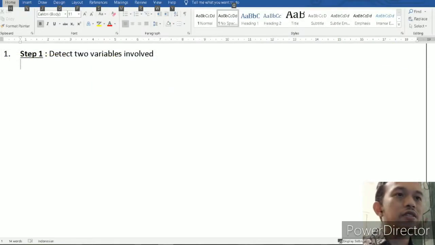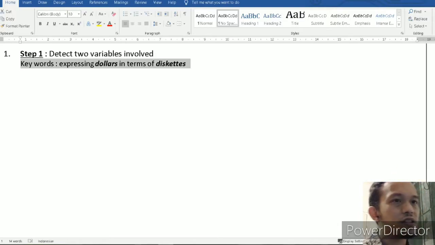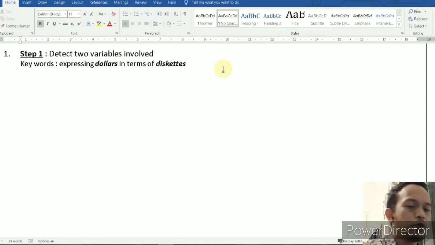The first step is to detect the two variables involved. Just like I've already explained before, we can detect which is the independent and which is the dependent. But if you read the textbook carefully, there is a keyword there. The keyword is expressing dollars in terms of diskettes. It means the dollars will be the dependent, diskettes will be the independent. This is one of the keywords that is commonly used in the textbook. But of course, if you understand the problem without these keywords, you can really figure out which one is the dependent and which is the independent.